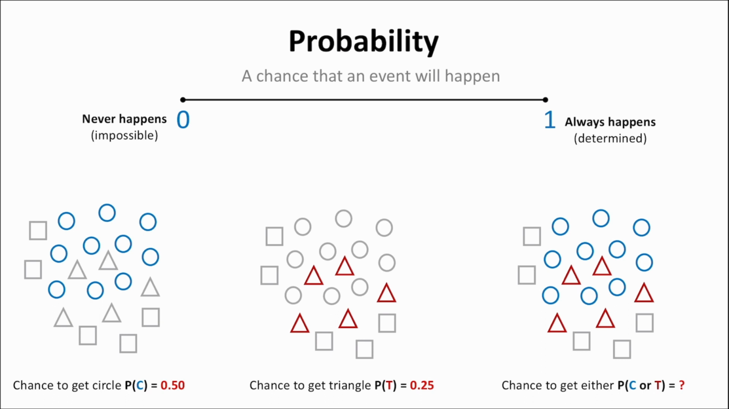Because you have 10 circles, you have 5 triangles. So it means that the chance that you will get one of these two is 15/20. Or you simply sum the probabilities up. So 0.50 and 0.25 gives you 0.75, right? So this can be generalized as follows.